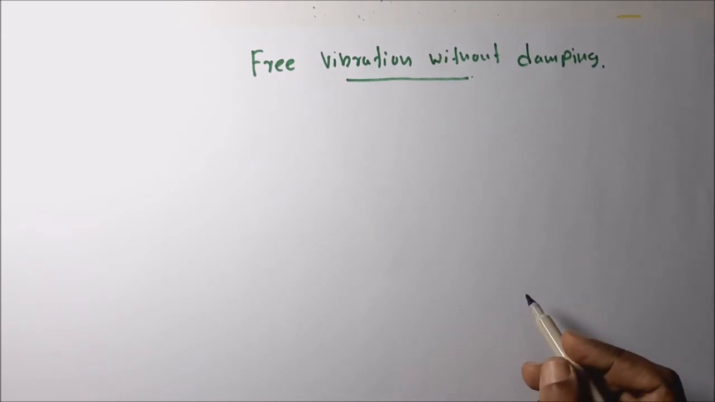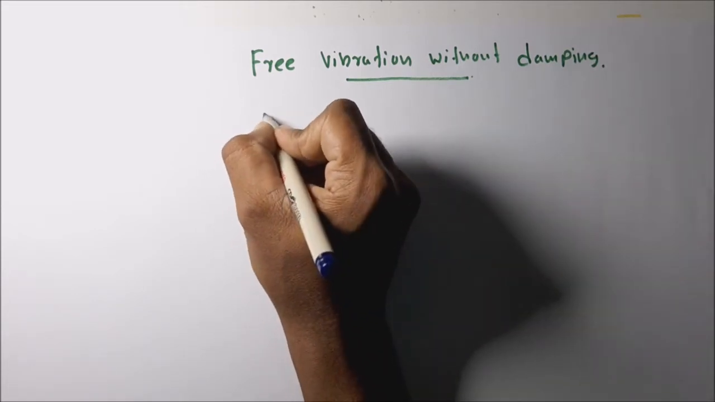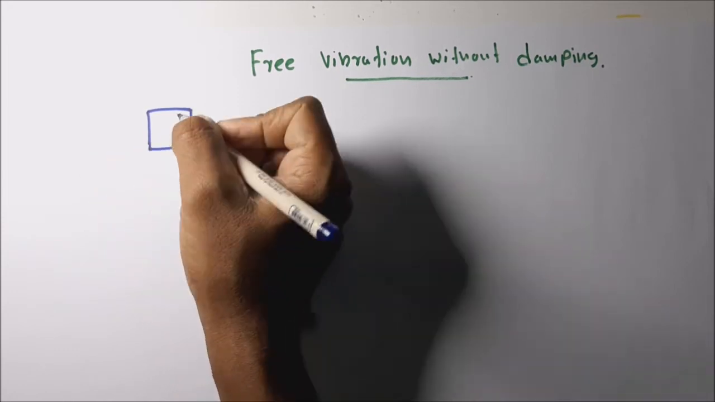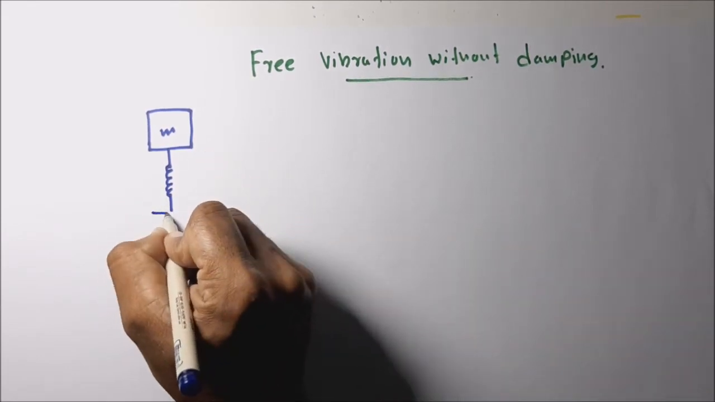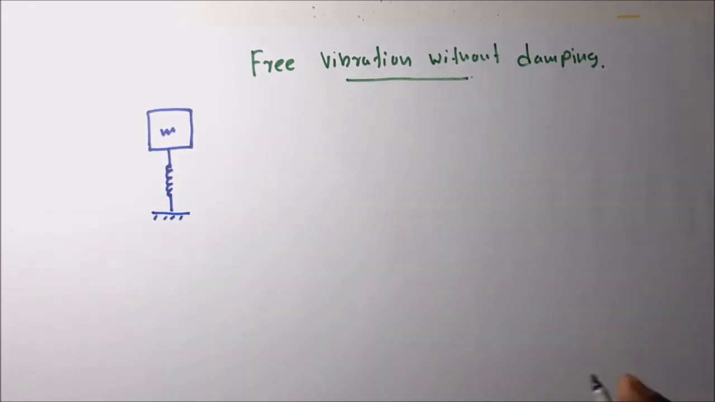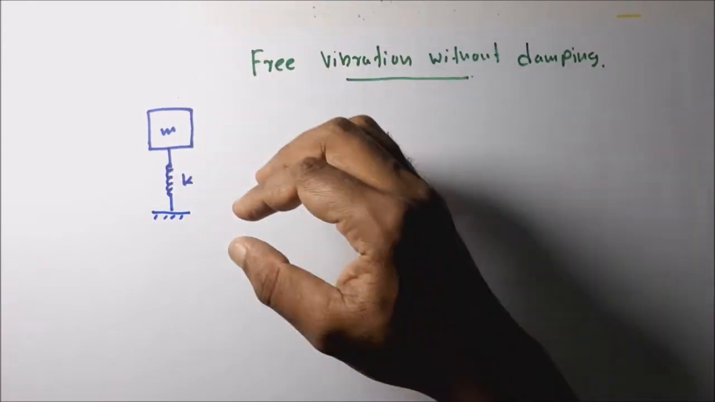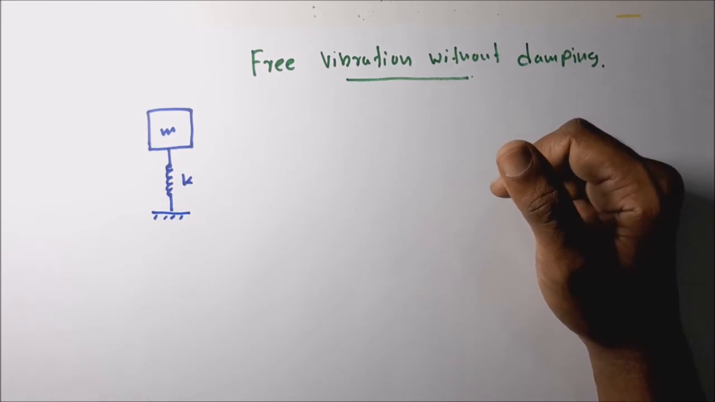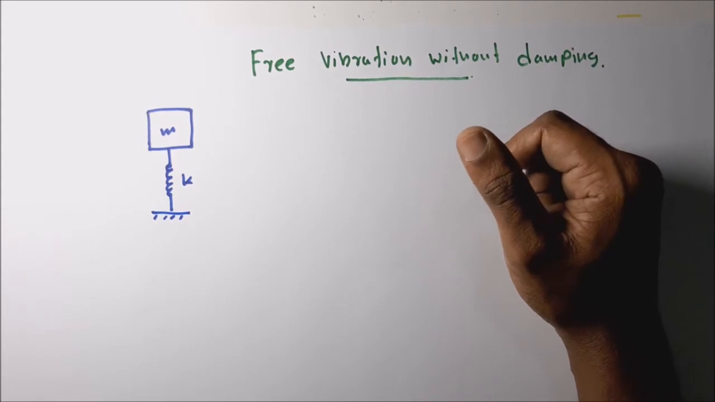So the equivalent model for this kind of system we draw in this way. This is the equivalent system: the mass and the stiffness. This is the ideal system we draw for the free vibration analysis. Here the mass stores the kinetic energy, and the spring represents the potential energy storage.